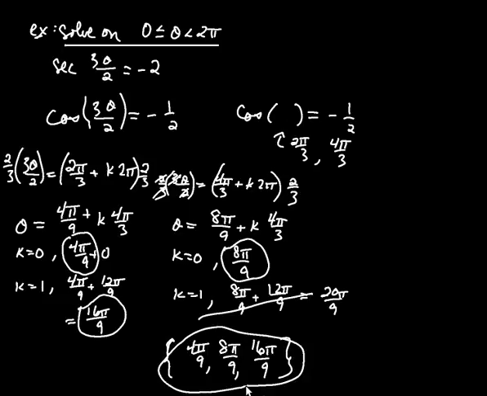Now what you could do, of course, to confirm graphically is graph y equals secant of 3 theta over 2 and look for where that's equal to negative 2. Look for the angles between 0 and 2 pi, and you'll find that you get these three angles: 4 pi over 9, 8 pi over 9, and 16 pi over 9.